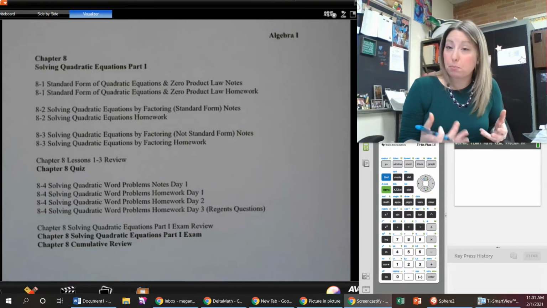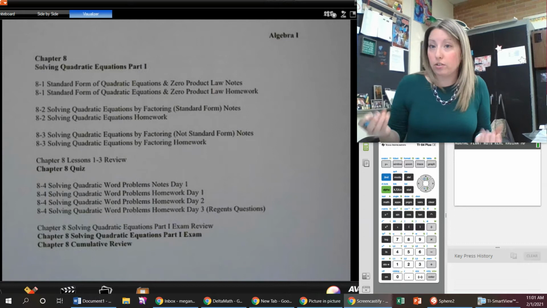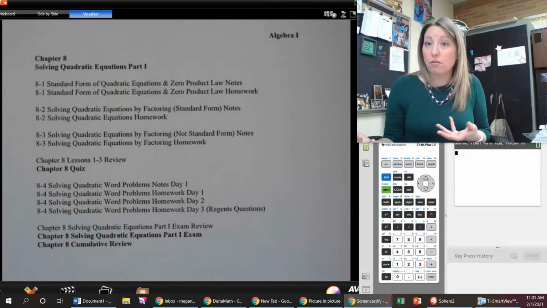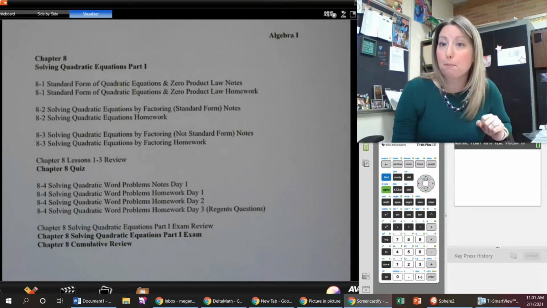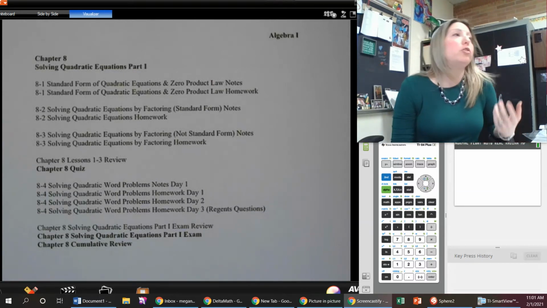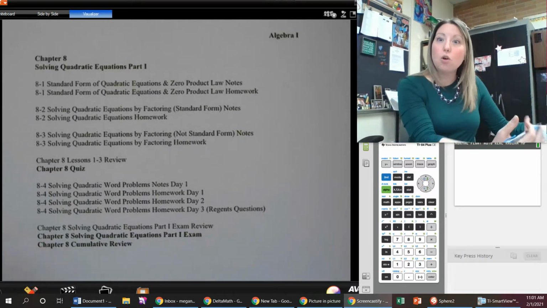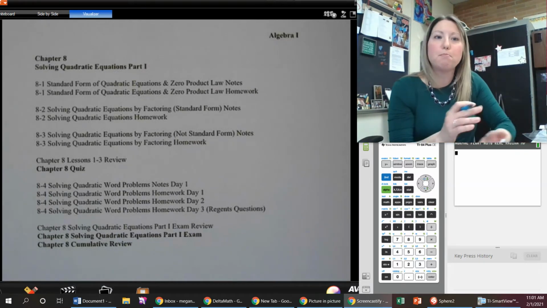And yes, this is part 1 of 2 solving quadratic equations chapters. In this solving quadratic equations chapter, we are only going to solve quadratic equations by factoring, which is why the entire chapter 7 was all about factoring. So then we could get into solving quadratic equations using that method.